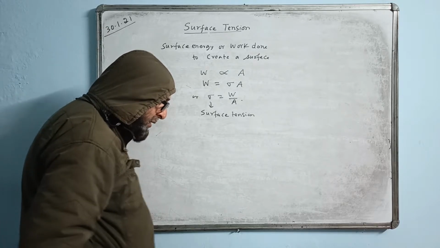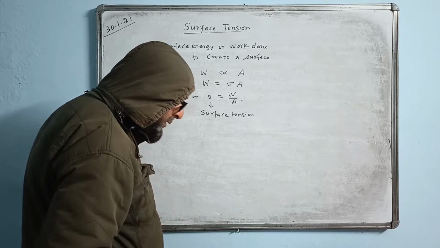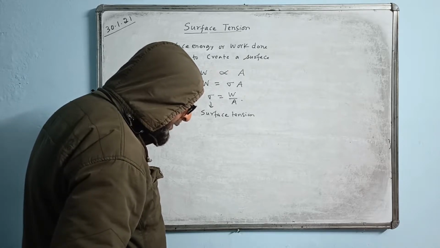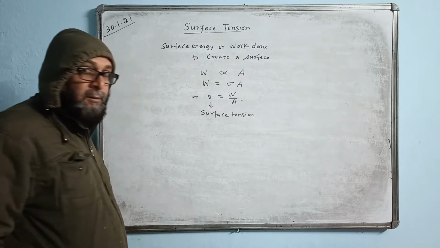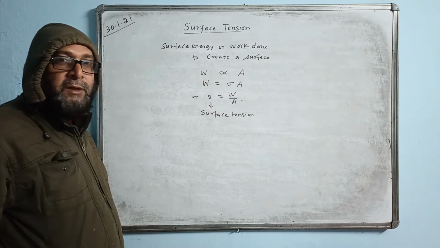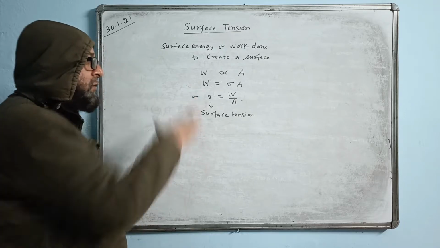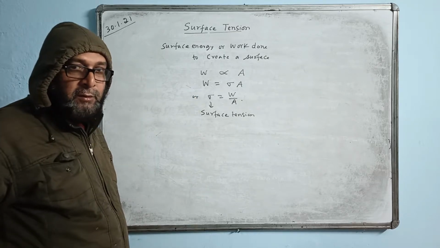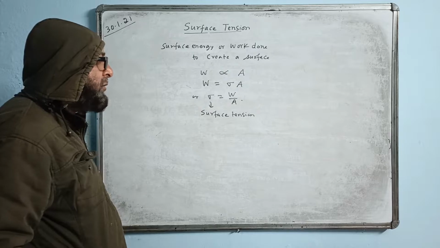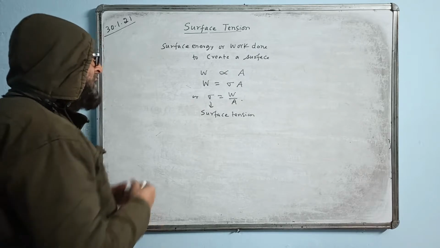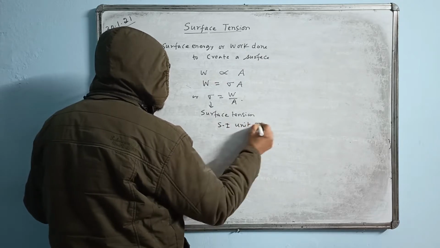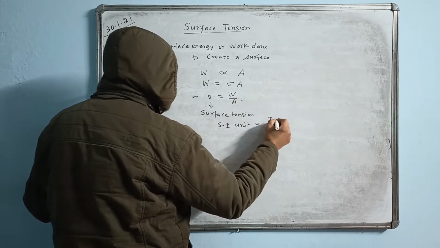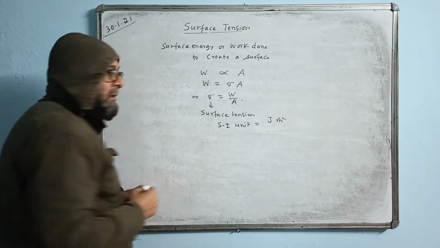It is the surface energy per unit area, without causing any change in temperature. Temperature is constant. We are just creating a new area of it. It is the surface energy per unit area. And now we can add the SI unit: joule per meter square.